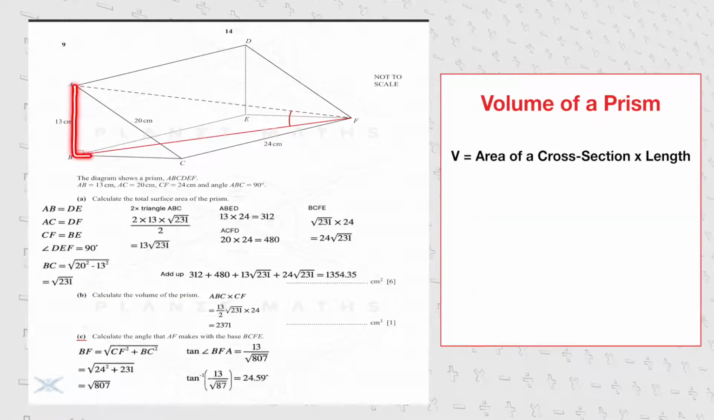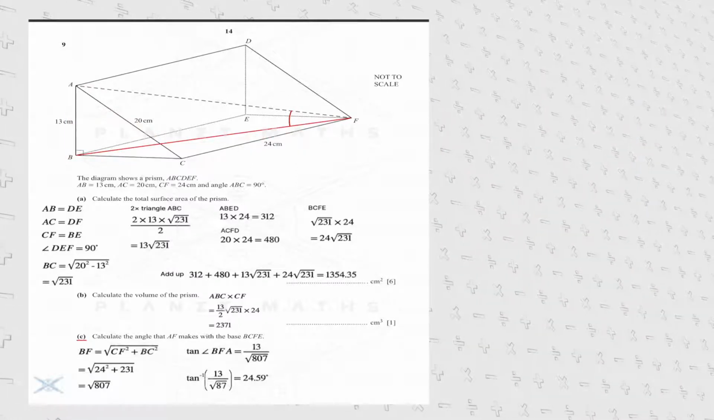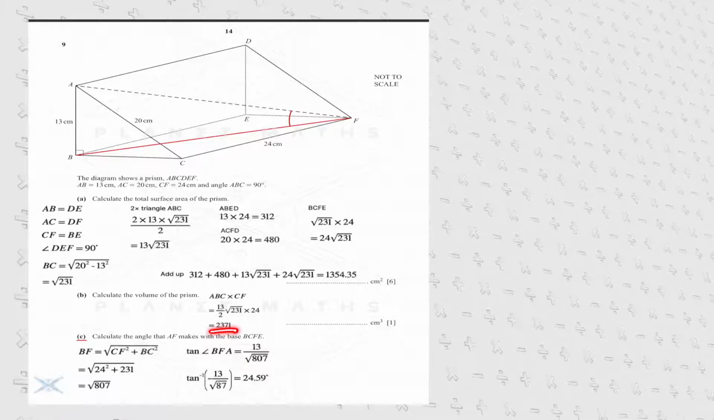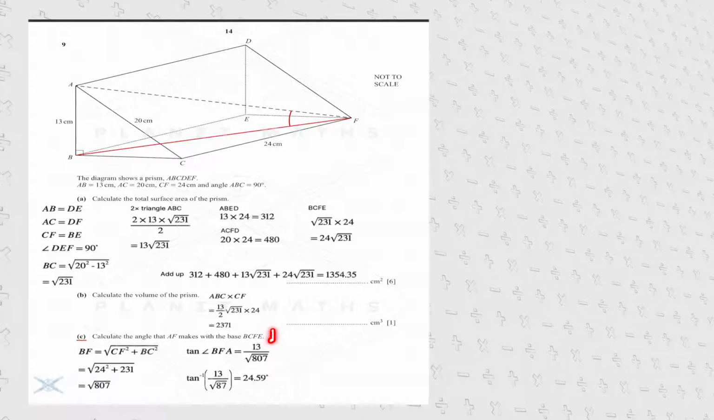Part B requires from us to calculate the volume of the prism using the formula provided, the base being ABC, and as for the height, we will use CF, whereby we receive the volume being 2371 centimeters cubed.